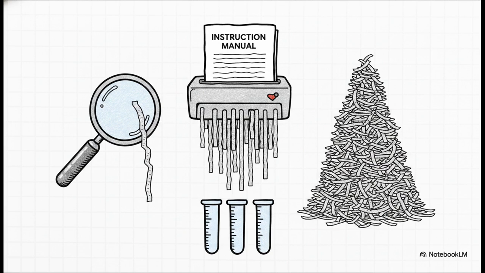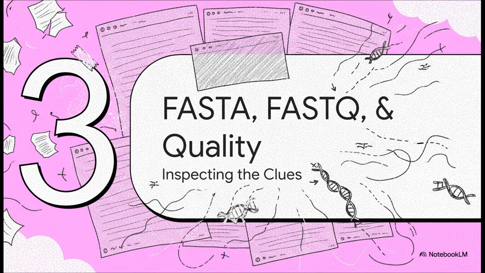And we need a ton of these shreds. We're talking a read depth of 30 to 40 million shreds per sample. Plus, we need 3 or more biological replicates, which just means running the experiment on multiple different samples so we know our findings aren't just some random fluke. That brings us to Section 3, FASTA, FASTQ, and quality, where we start inspecting our clues.